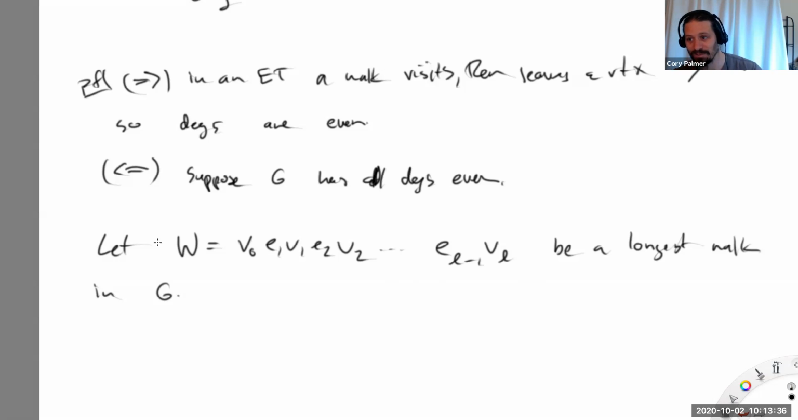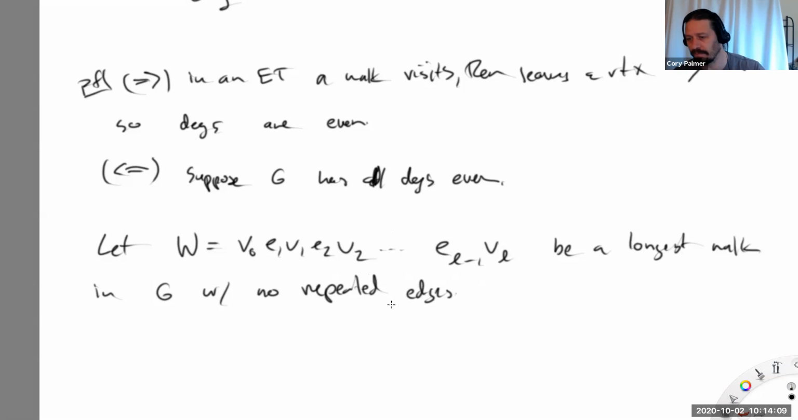I need to add something important here. Longest walk without repeated edges, right? Walks can repeat edges, so a longest walk could just go back and forth forever along a single edge. As long as you have an edge, there's no longest walk formally by that definition. So I want a longest walk in G with no repeated edges. It's not necessarily a path, because vertices can be repeated in a walk, but I have no repeated edges. That's sensible because I'm trying to create an Euler tour, which has no repeated edges.